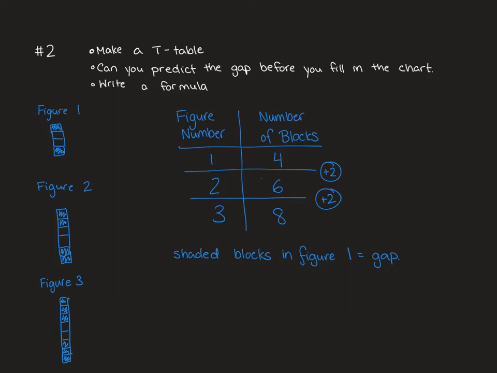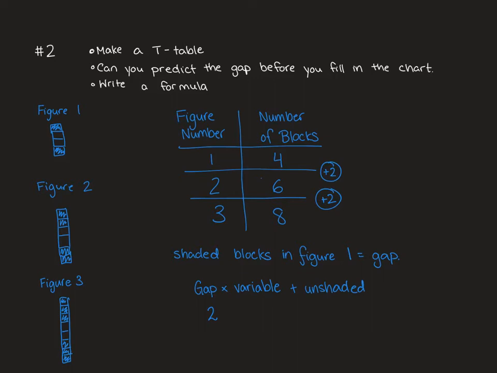Now to write our formula, I'll give you a little bit of a structure here. Our gap is what we're going to multiply. So it'll be our gap times our variable plus the unshaded blocks. Okay? So if our gap is 2, and our variable could be any number.